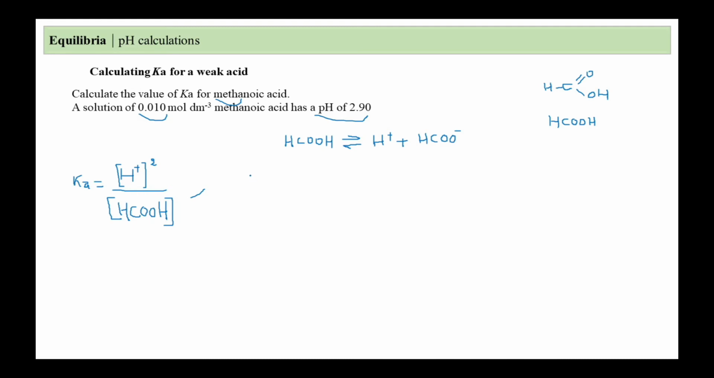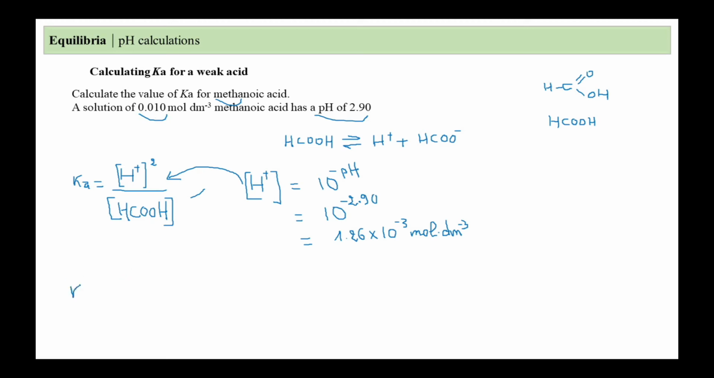Now we will be converting the value of the pH into the concentration of H plus ions. By applying the formula, we know that the H plus ions concentration is equal to 10 to the power negative pH, which means it will be equal to 10 to the power negative 2.9, which is equal to 1.26 times 10 to the power negative 3 mole per decimeter cube. So now we found the value of the H plus ions, which will be injected in our formula. And for the concentration of the acid, it's already known. It's equal to 0.01.